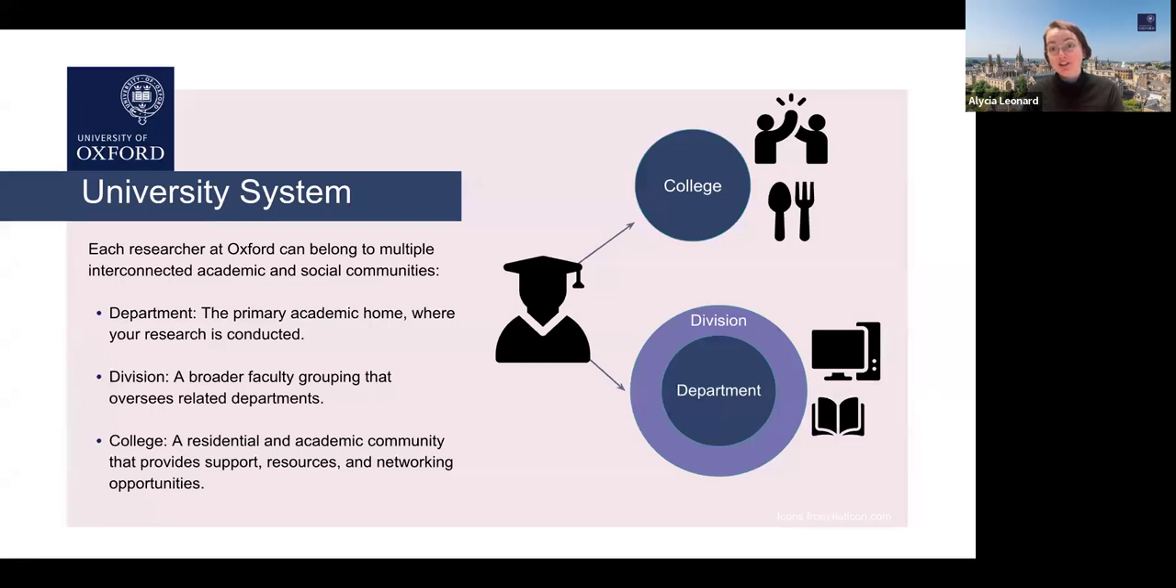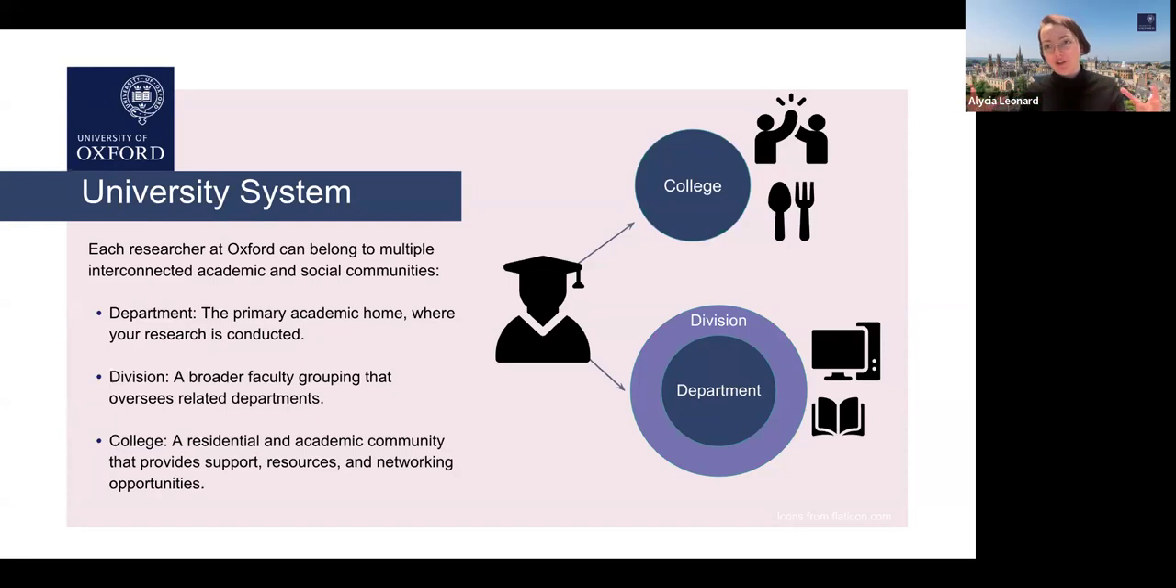So just to clarify, we've mentioned departments and colleges throughout this webinar. You'll have a host in a department, but you'll also be affiliated with a college. So what does that mean? Within the Oxford system, each researcher can belong to multiple different academic communities. The department is the more standard structure that you would expect in many universities. There are departments by subject area, like a department of engineering science or a department of biology. This is your primary academic home. That's where you'll likely have your desk with your host research group. It's the main academic subject-specific home.